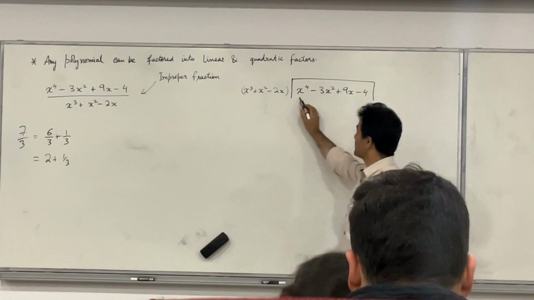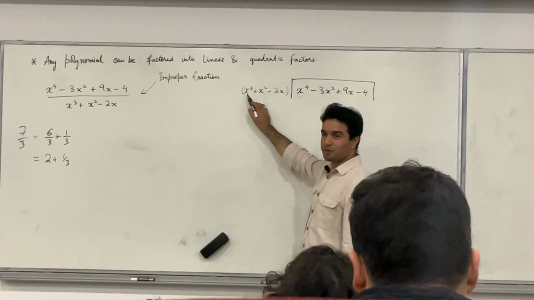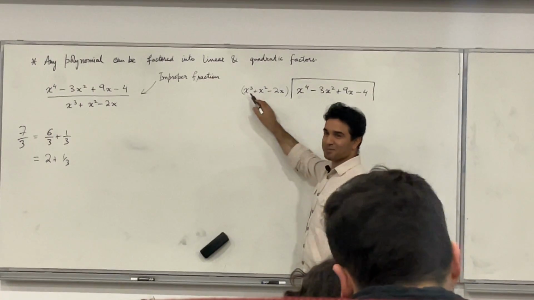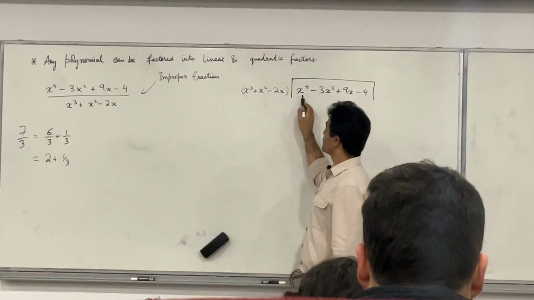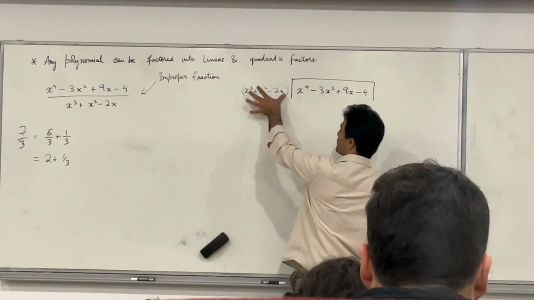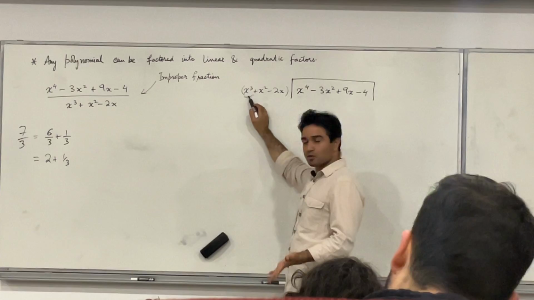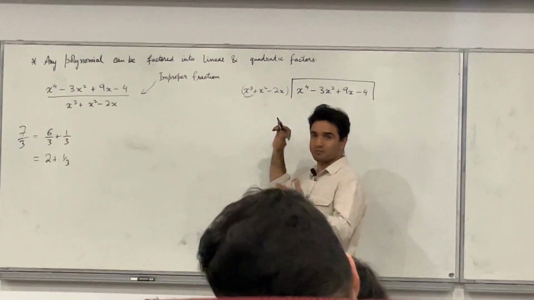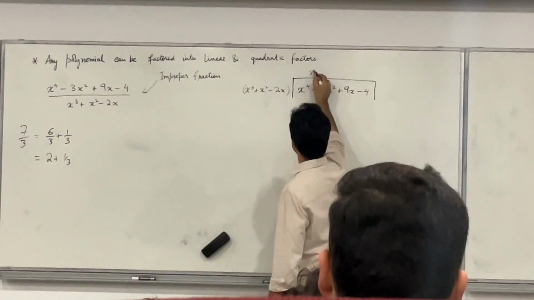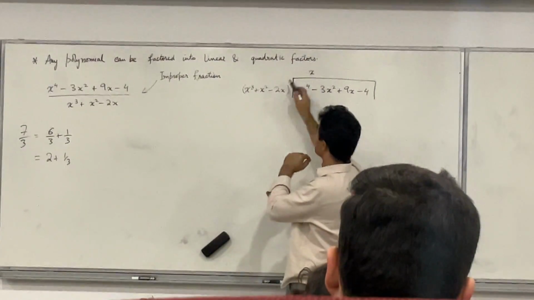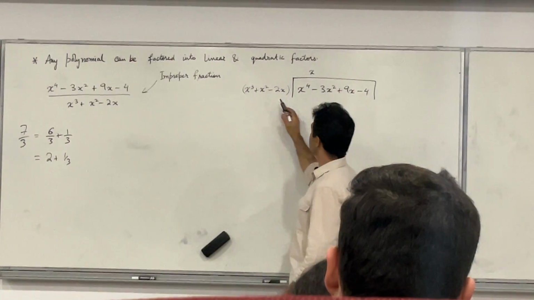You look at the biggest power in what you're dividing with, and you say how many times does this biggest power go into that one? What do I multiply this with to get this? Not the whole thing, just this guy. What do I multiply x cubed with so that I get an x to the fourth in this case? And the answer is x. So I should multiply by x, but I can't just multiply this guy by x, I have to multiply this whole expression by x. So what happens?